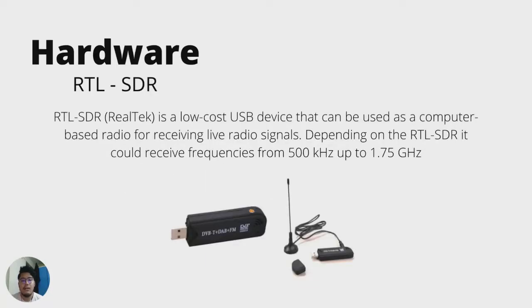I'm going to share my assignment for radio and flight tracking. First of all, this is the hardware that we've used for this assignment. It is an RTL-SDR. SDR stands for Software Defined Radio. As we can see in the picture, it is a low-cost USB device that can be used as a computer-based radio for receiving live radio signals. Basically, these dongles enable us to receive live radio signals especially. Depending on the models, we can receive higher frequencies than the current device we have.